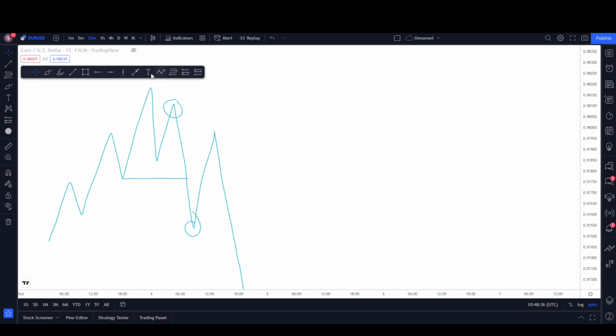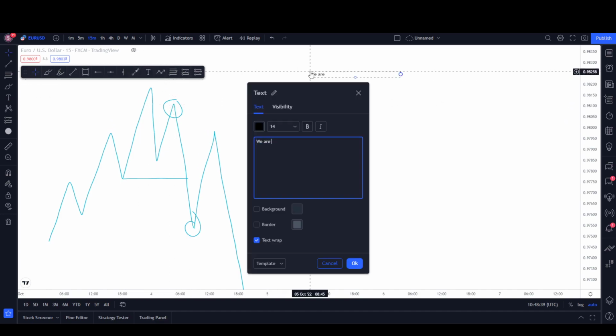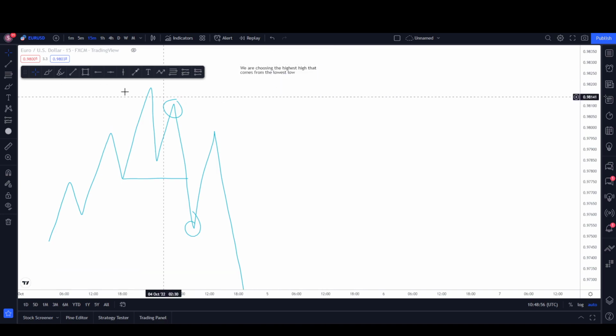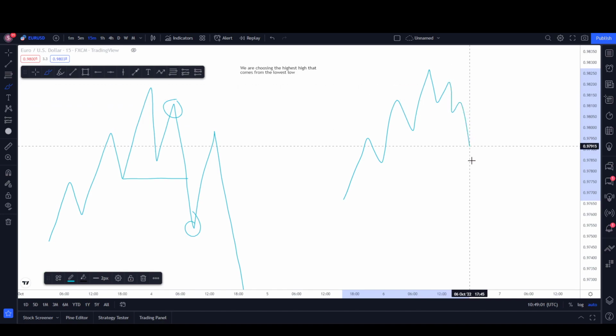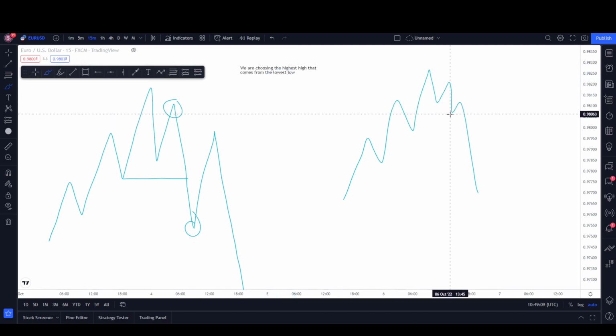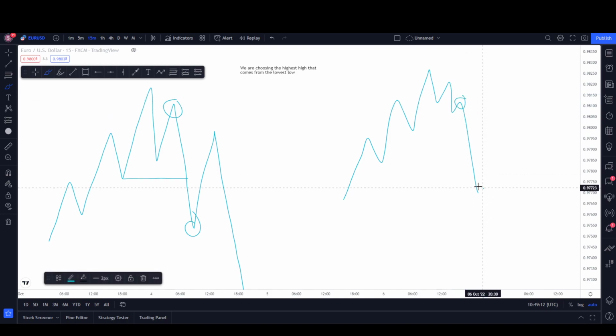Basically, this point here that we're choosing is, oh God, I can't spell. We are choosing the highest high that comes from the lowest low, if that makes sense. So let's draw out another example. On this one, we're choosing the highest high that comes from the lowest low. Is this the lowest low? No, this is the lowest low. So we're choosing the highest high that comes from this lowest low, which is this one. So now this is our reference for structure, if that makes sense.